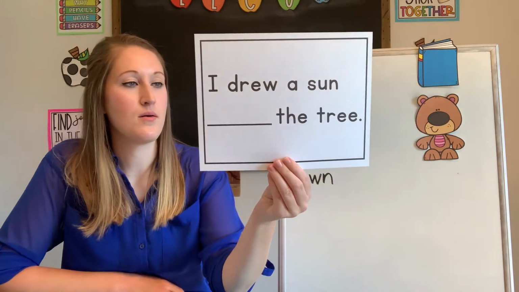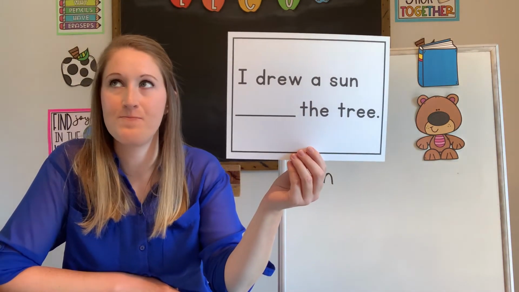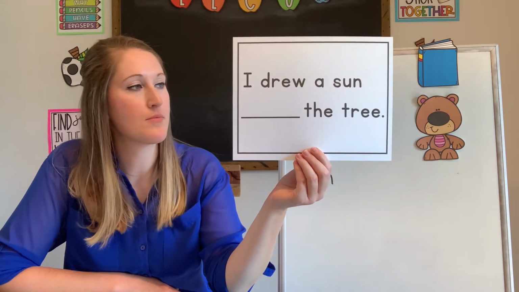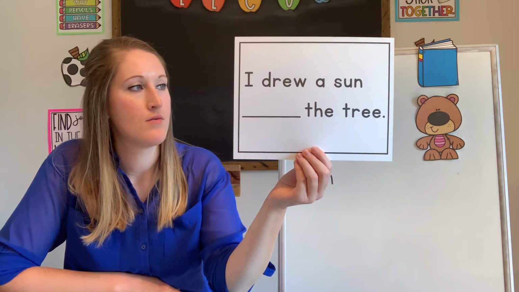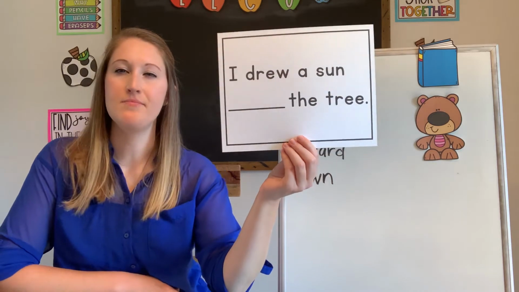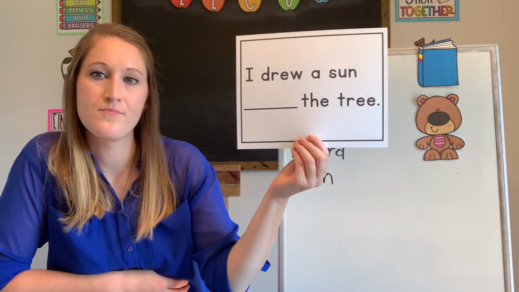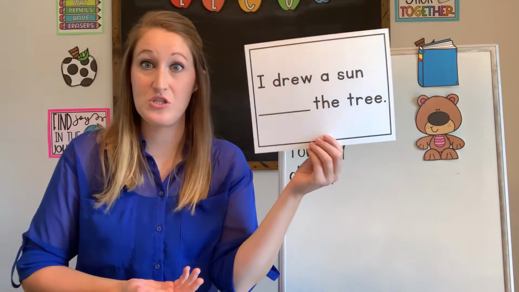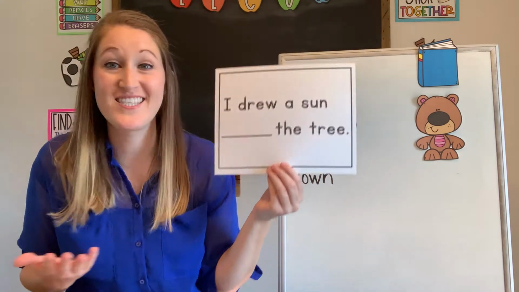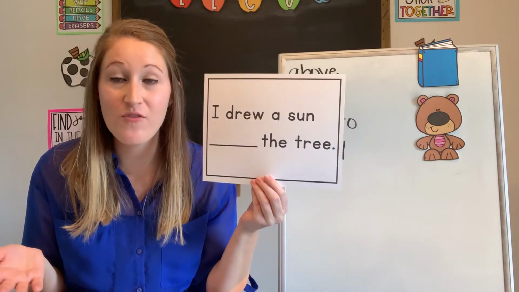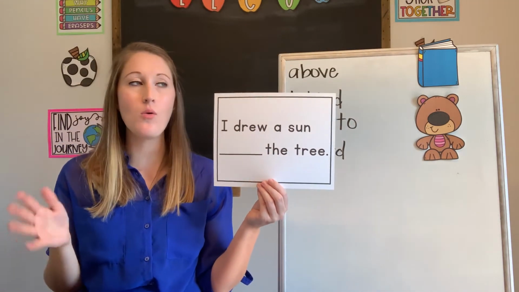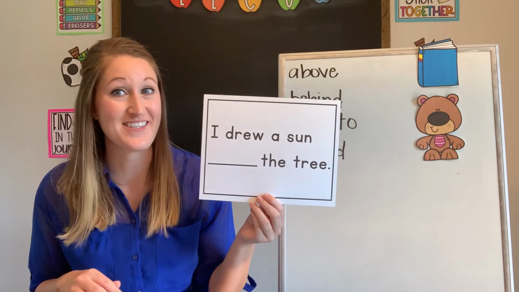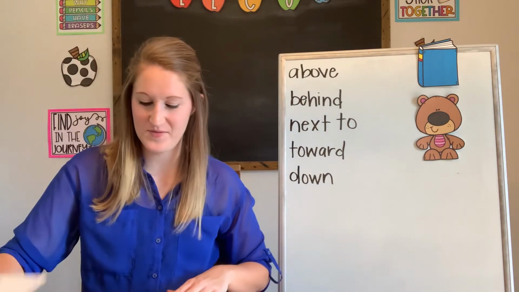I drew a sun, blank the tree. Where's your sun? On top of. Next to. Beside. Above. Behind. Below. Oh my goodness, these are such great words. There's a lot of places you could draw your sun, isn't there? Awesome work.